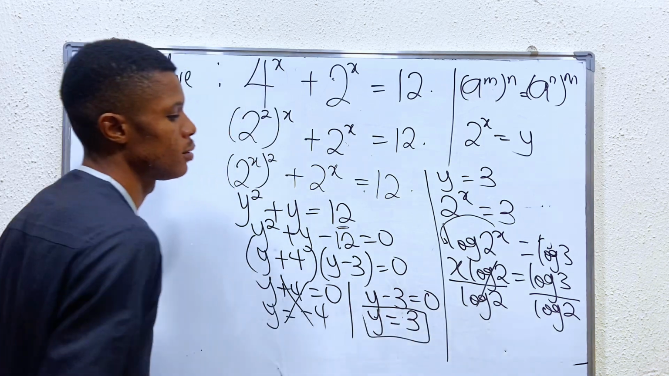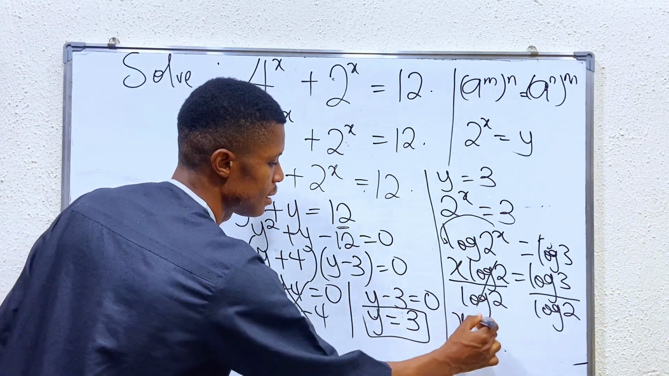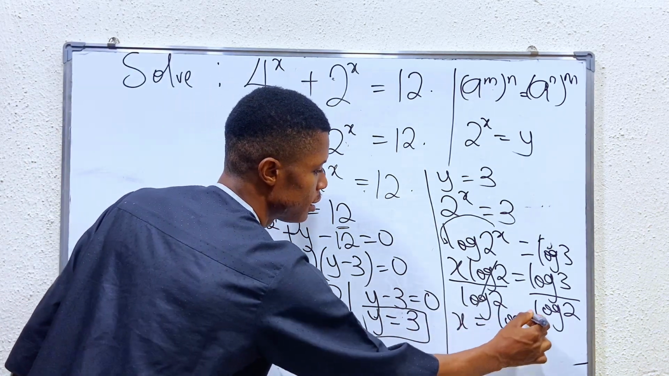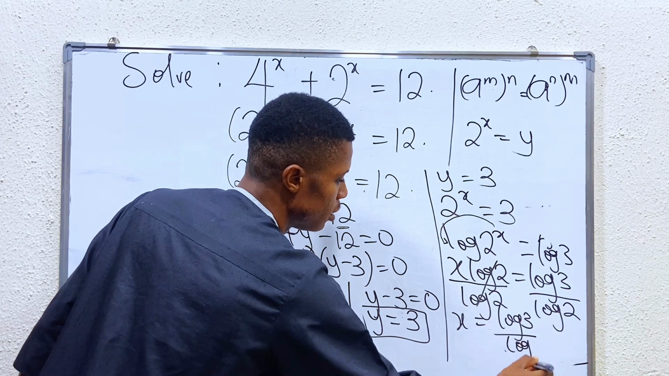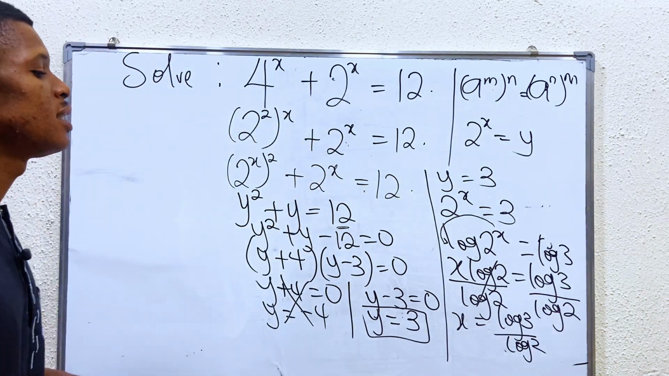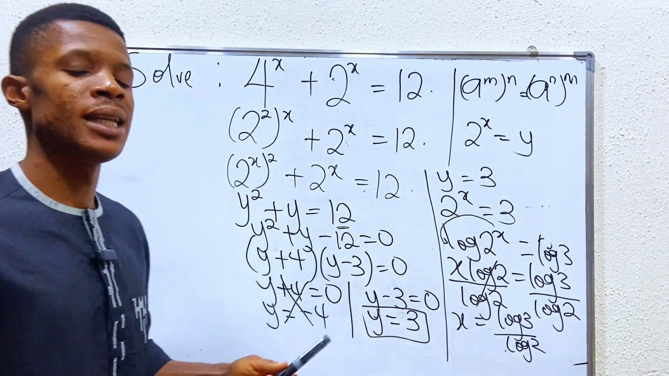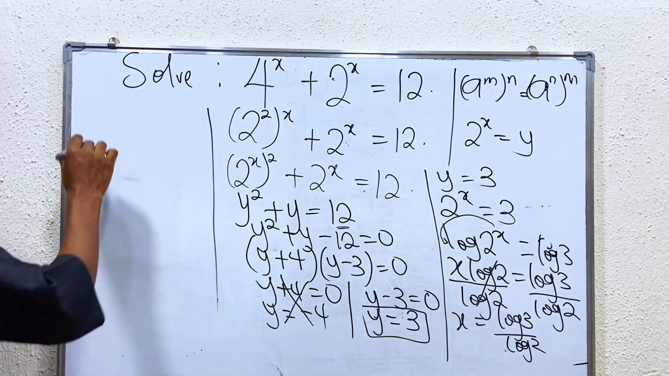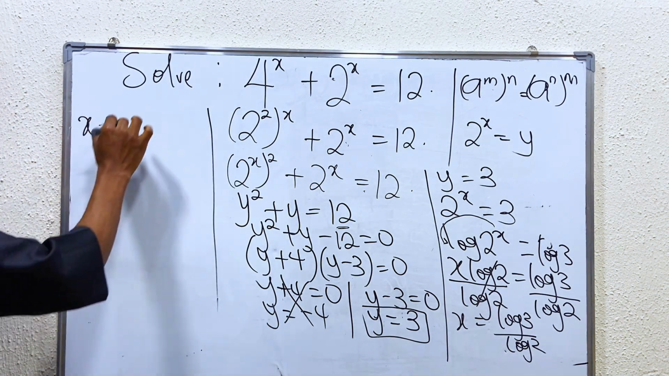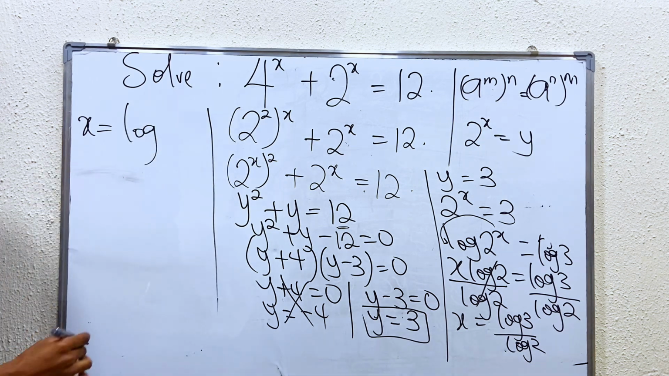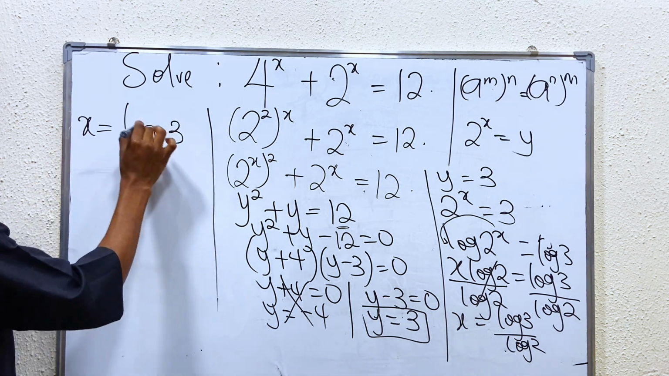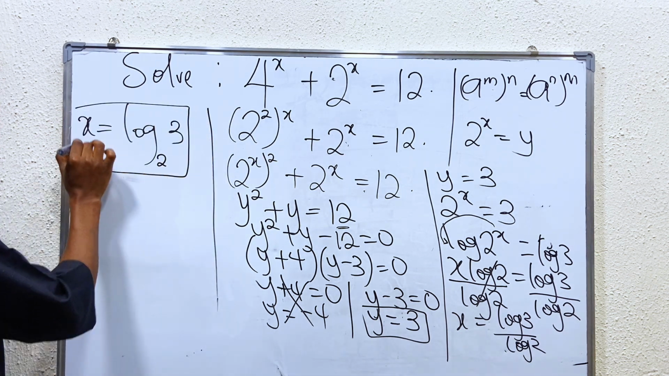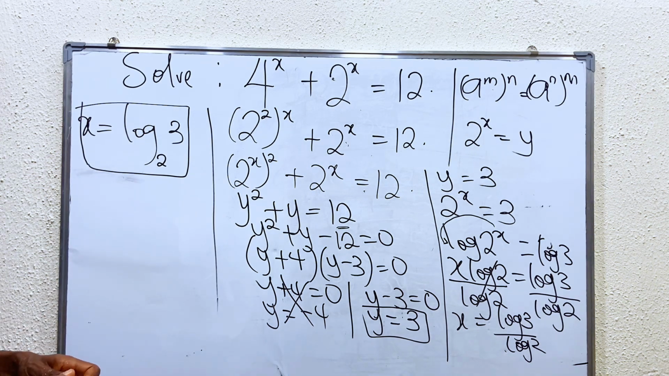If you divide by log 2, what are you understanding? That x is equals to log 3 over log 2. Okay? This is the value for x. You can now use a common base, which you can now say that in the last term our x is equal to log base 2 of 3. And this is the actual answer for the value for x.